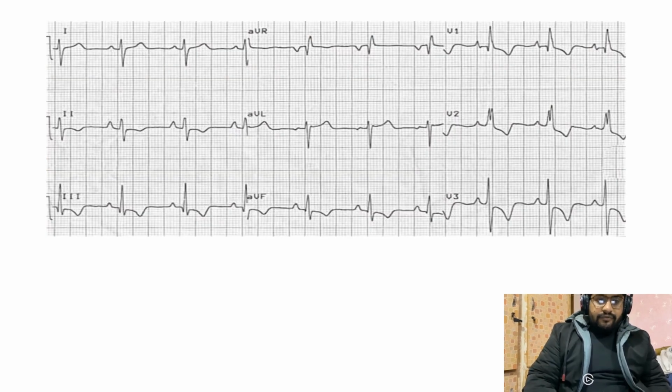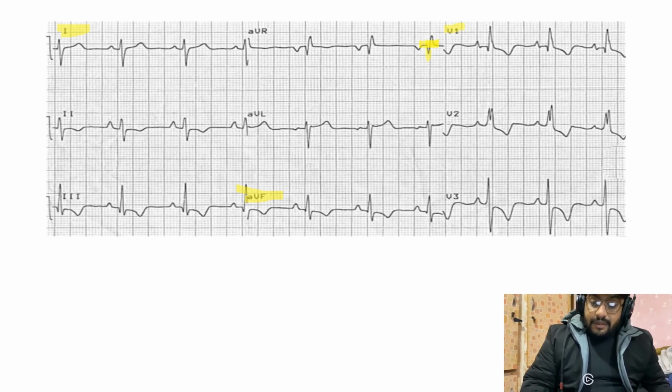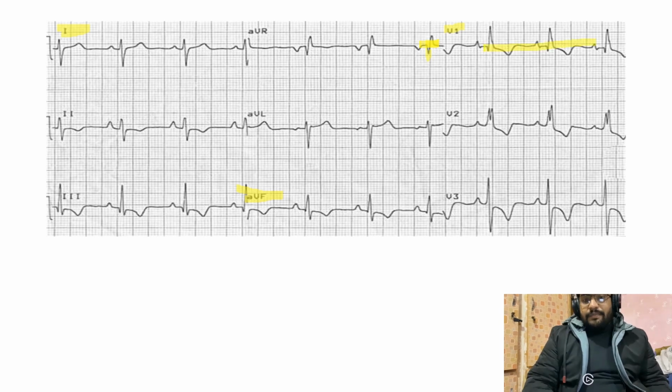Again, if you see lead 1 and lead aVF, you should conclude that the axis is pointed towards the right side, right? So if you look at V1 here, you can see that it has a small Q wave, then it has an upgoing R wave that's bigger than 7 small blocks. So this ECG is showing that this patient has right ventricular hypertrophy. You can see the same thing in V2.